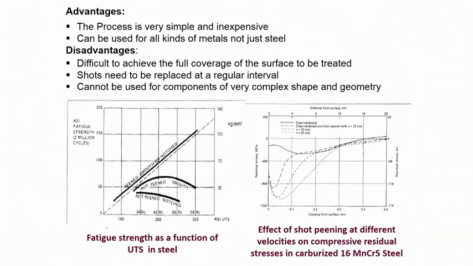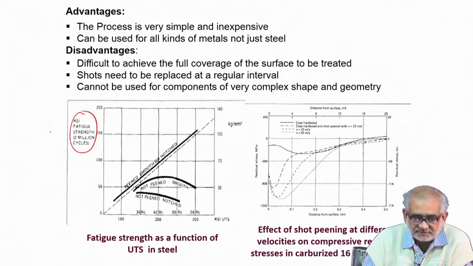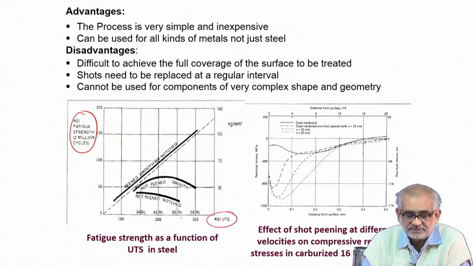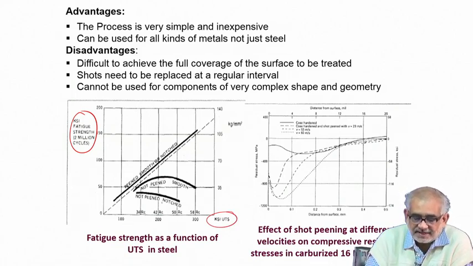So imagine, this is the fatigue strength of a particular material against the UTS of that particular material. Now, when you compare different kinds of conditions, this is the condition of the particular steel without shot peening. This is also without shot peening, but this is with a definite amount of shot peening.